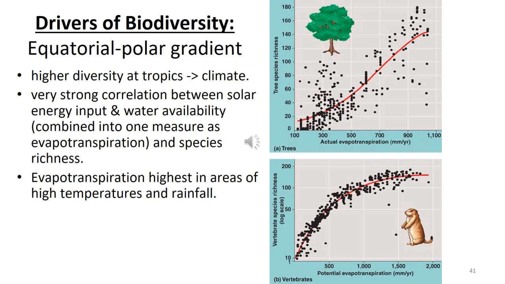Evapotranspiration is the highest in areas of high temperatures and rainfall, the equator again. Think of evapotranspiration as kind of like precipitation, but it's also just water moving through the plants and vegetation back into the atmosphere, back and forth. So a lot of moisture movement and availability to organisms.